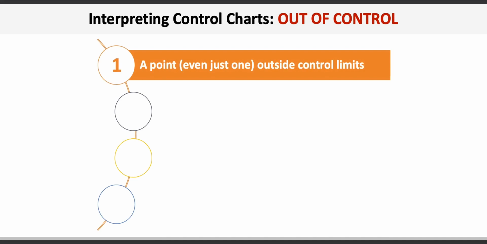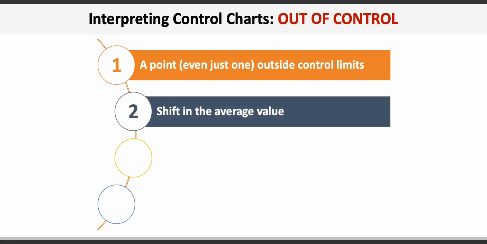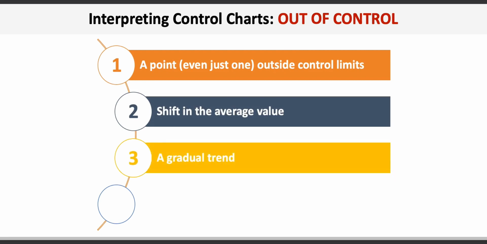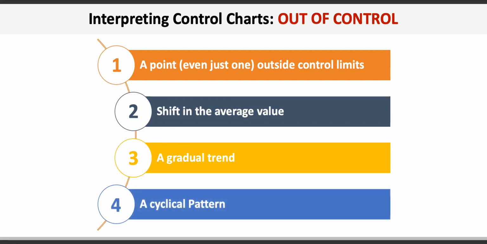Students often say that 1 point isn't enough for a process to be out of control. Even if 1 of 100 falls outside the limits, the process is not in control. Second, there may be a shift in average value. Third, there may be a gradual trend towards the upper or lower bounds that could indicate that while the process is in control now, it could fall out of control if the trend continues. Fourth, there may be a cyclical pattern suggesting a repeating condition.